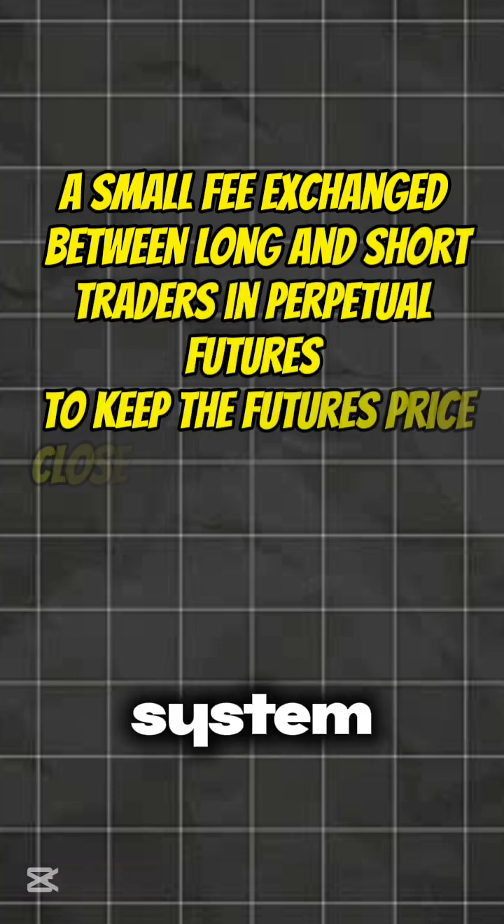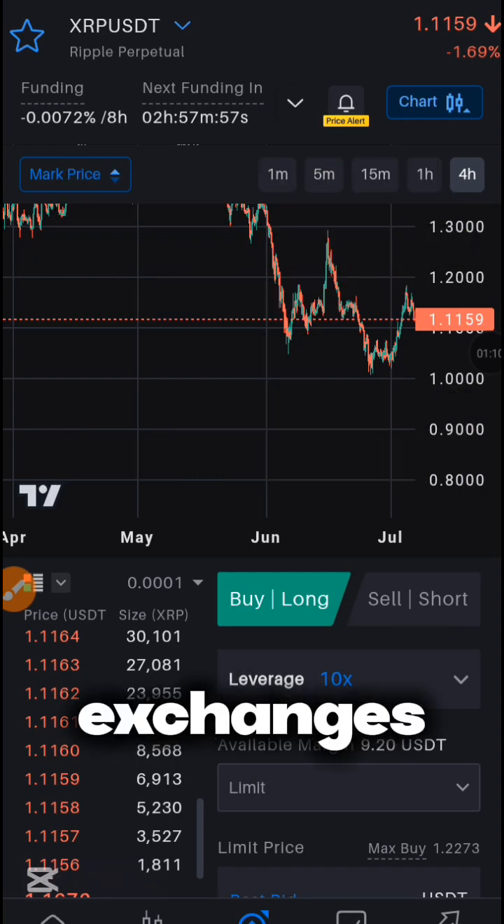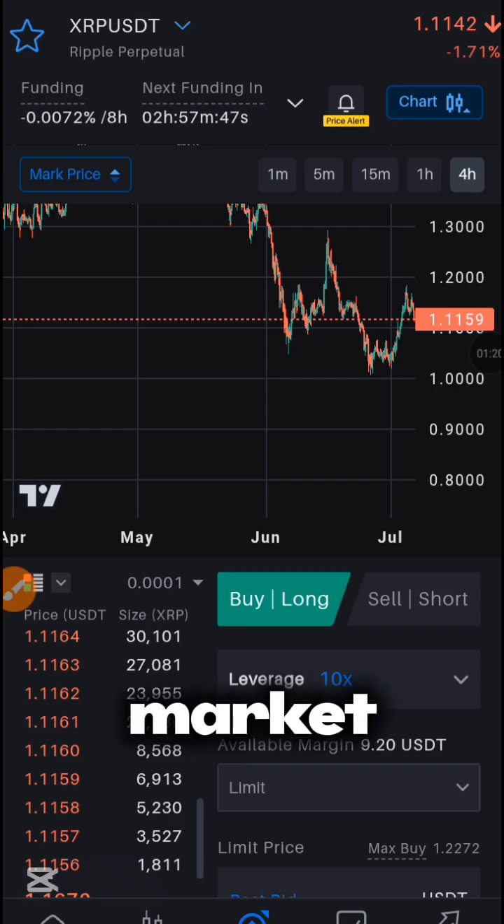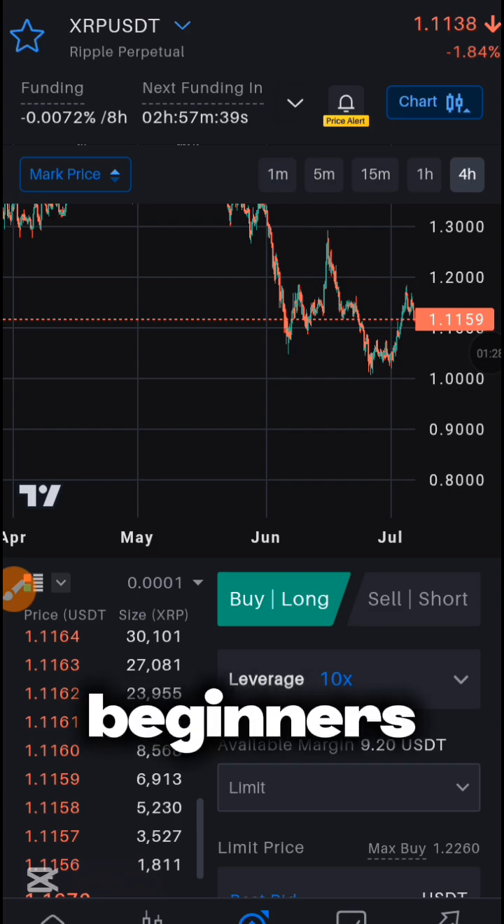Think of funding rate like a balancing system. It's not a fee that the exchanges keep. Instead, it's a payment exchange between traders. One group of traders pays the other group to keep the price in line with the spot market. Now you need to understand who pays who between the traders. This is the part that confuses most beginner traders.